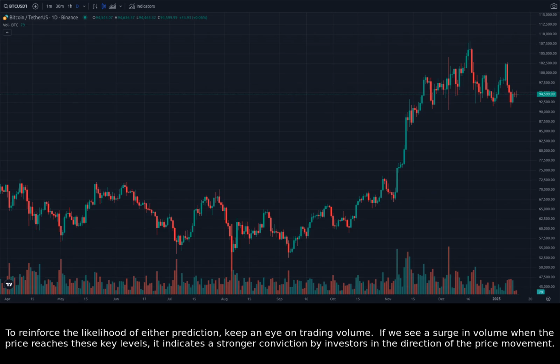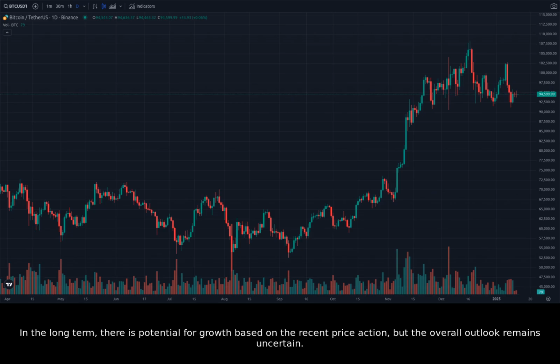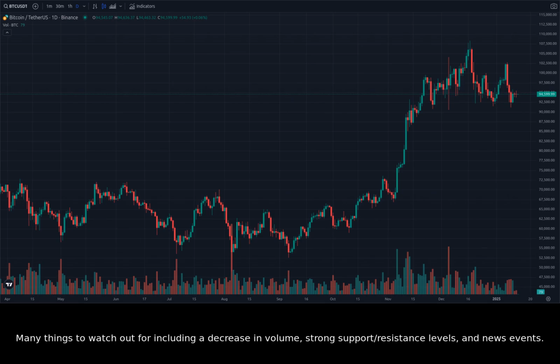If we see a surge in volume when the price reaches these key levels, it indicates a stronger conviction by investors in the direction of the price movement. In the long term, there is potential for growth based on the recent price action, but the overall outlook remains uncertain. Many things to watch out for, including a decrease in volume, strong support/resistance levels, and news events.